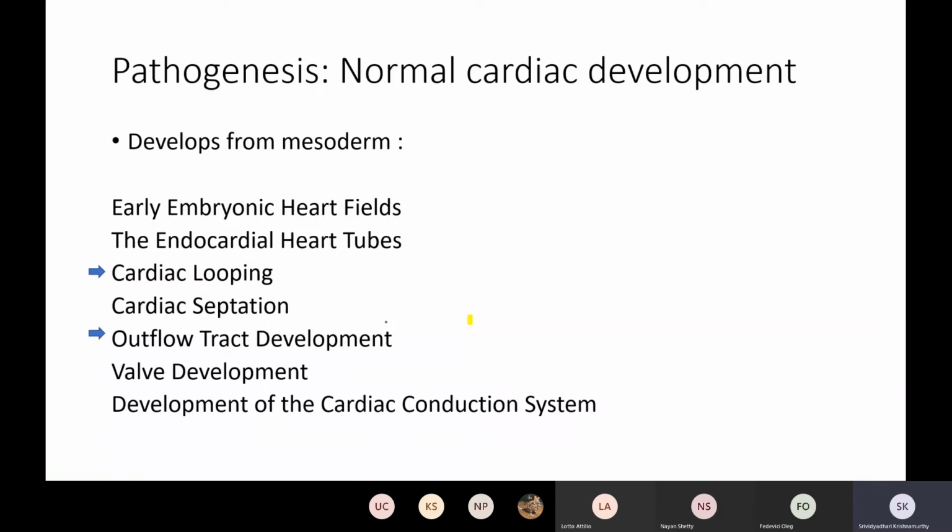So this slide is basically telling you the stages of the embryonic development. Are you all still with me? It feels a bit strange that I'm talking to the computer screen. We can hear you, everything is fine.